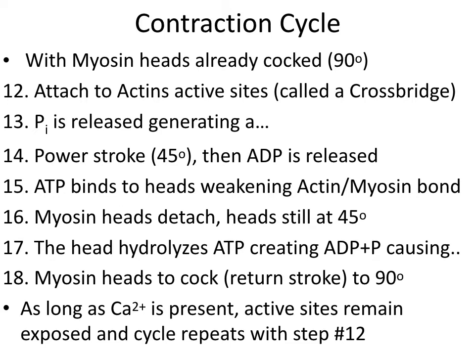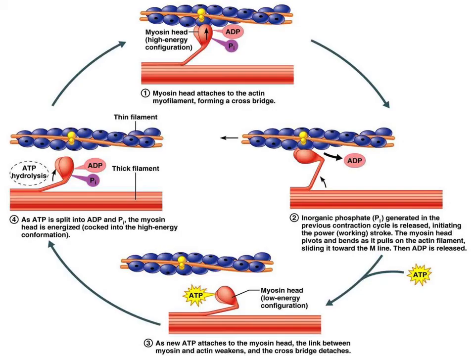Okay. Let's start again. Reading here. With the myosin heads already cocked in the 90-degree position, myosin attaches to actin. Then inorganic phosphate is released. Then you have your power stroke going from 90 to 45. Then ADP is released. And then ATP binds to the head. So now we're at number two. ADP leaves. What were those three steps? Inorganic phosphate leaves. Then you have a power stroke. Then ADP leaves. Now going from two to three, ATP.